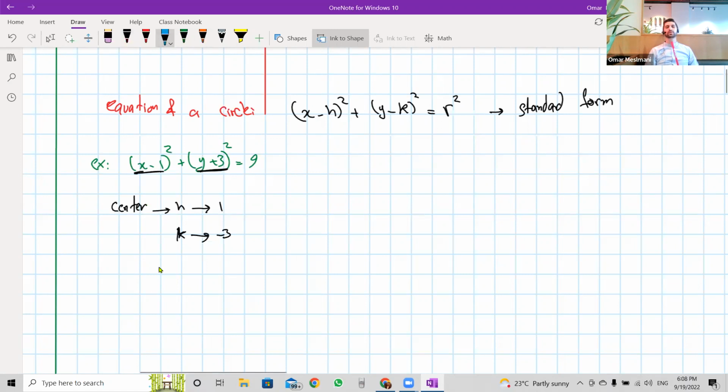How will you find the radius r? r is basically the square root of 9. It's not 9, because in the formula it's r squared. So it's the square root of 9, which equals 3. That is the radius.